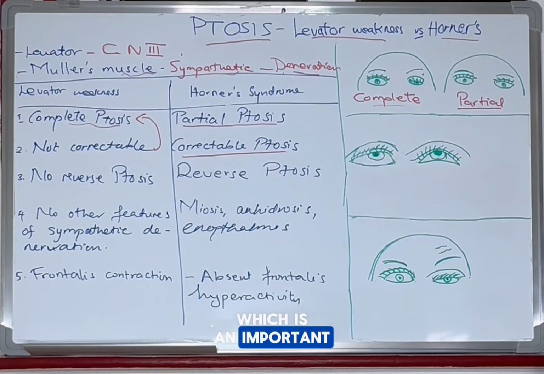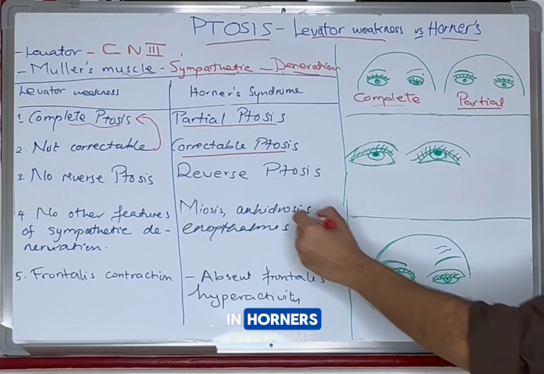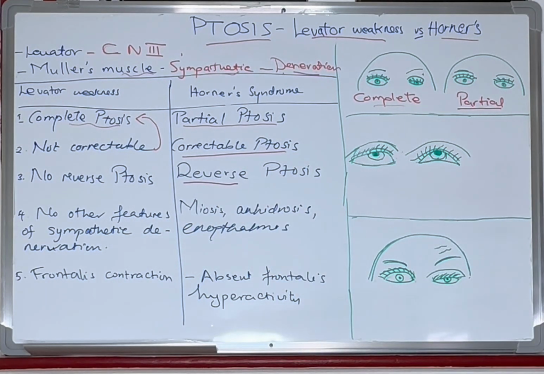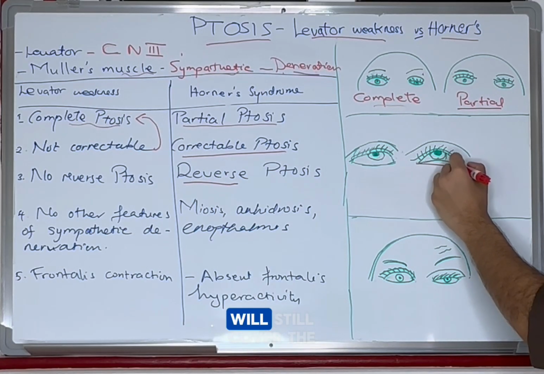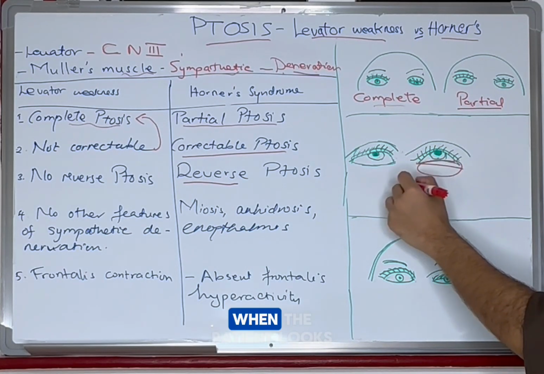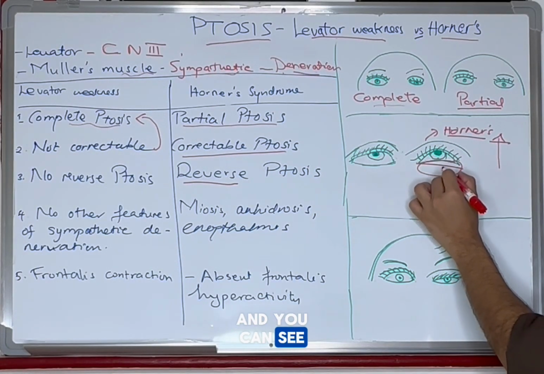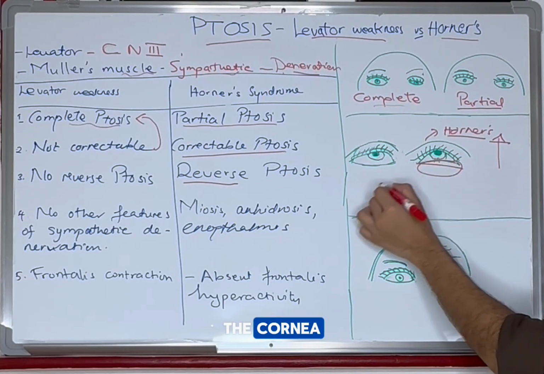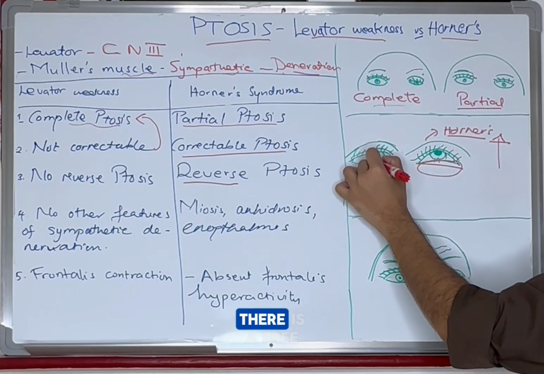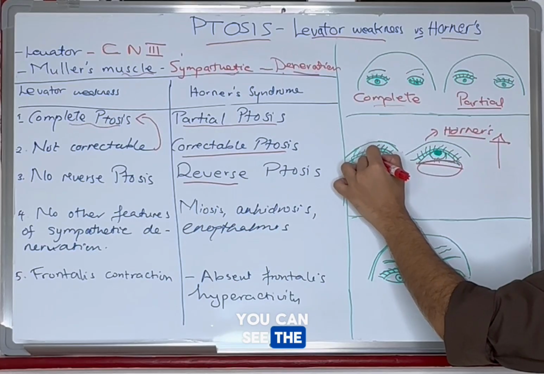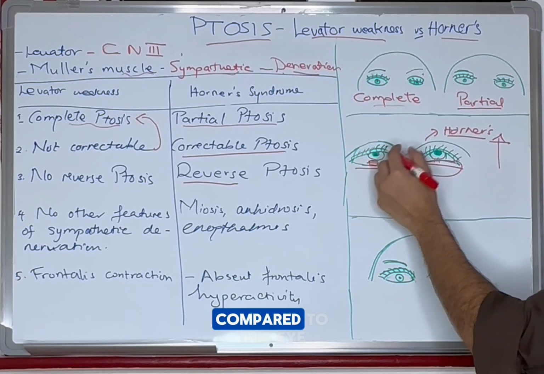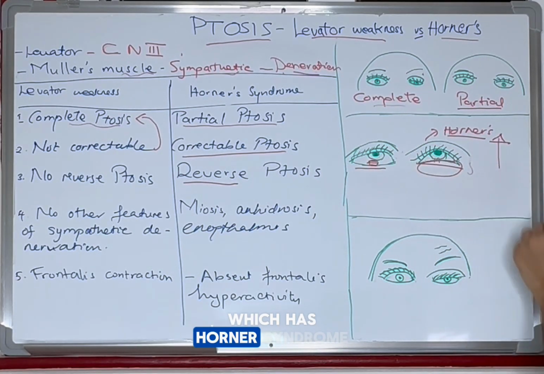The third one, which is an important sign, is reverse ptosis in Horner's syndrome. The sympathetic chain also innervates the lower eyelid. Denervation of the lower eyelid leads to an upside down ptosis in the sense that the lower eyelid will still cover the cornea when the patient looks upwards. The patient is looking upwards and you can see that the lower eyelid is still touching the cornea, while in this eye there is a free space and therefore you can see the visible sclera on this eye compared to this eye which has Horner's syndrome.